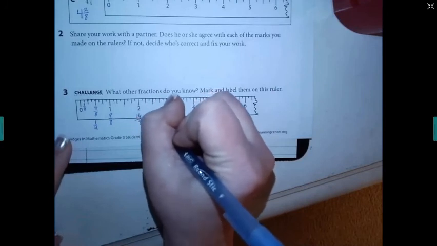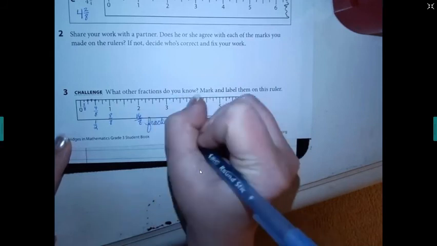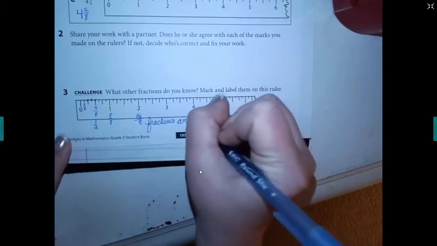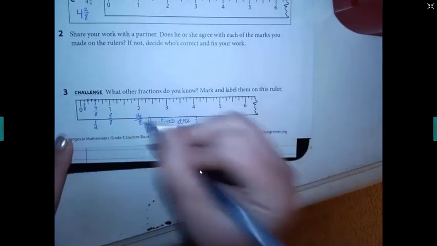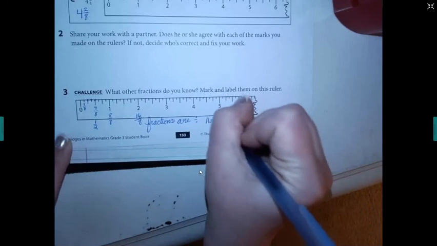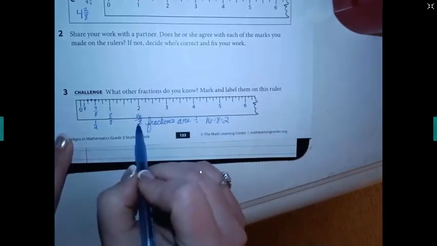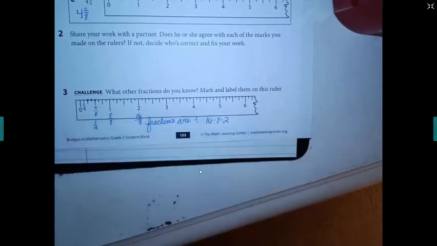So write that out. I'm going to practice my cursive right now. Maybe you'll practice yours. Fractions are dividing. We know that we can say the numerator goes into the denominator. 16 divided by 8 is 2, so the whole number 2. So you can either just put this down or you can keep going. What other fractions might you know?